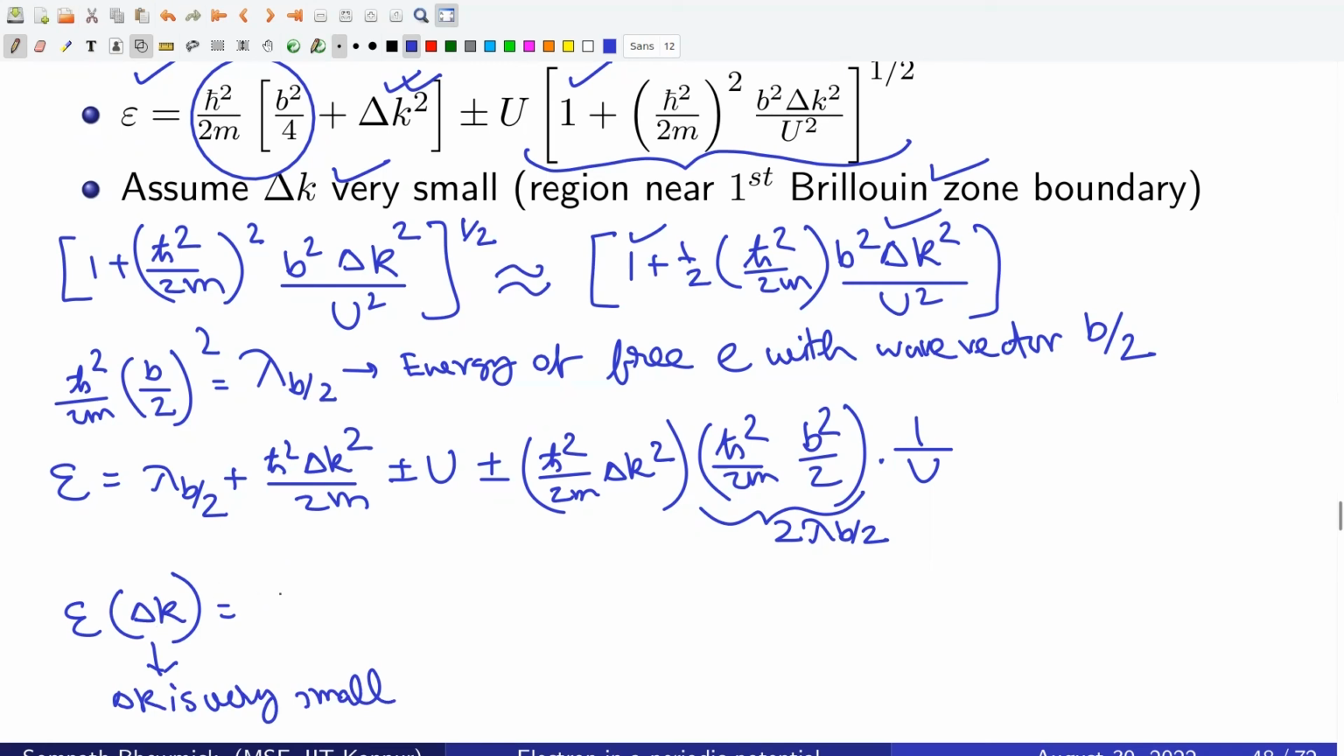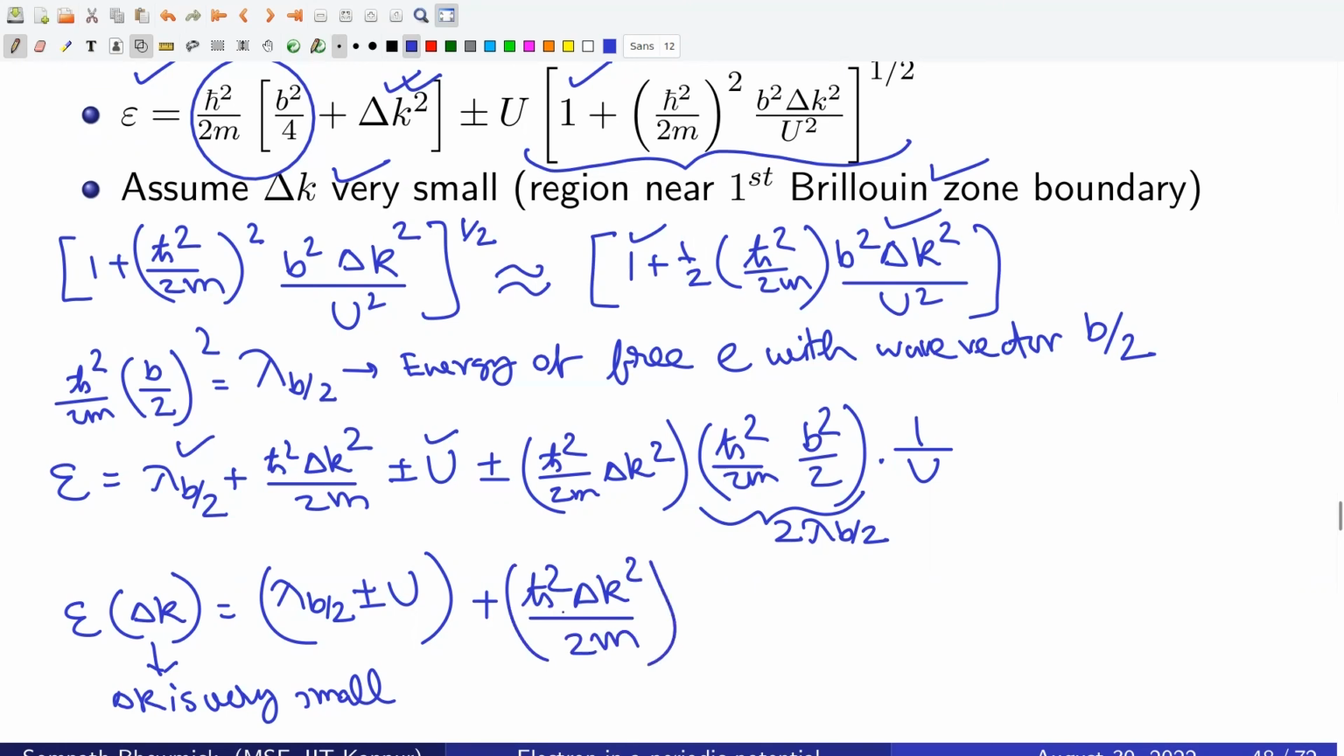So in that case energy is lambda b by 2 plus minus u, so these two terms, plus h cross square delta k square by 2m. So that means we take this term and this term, and then this is like 1 plus minus 2 lambda b by 2 divided by u.